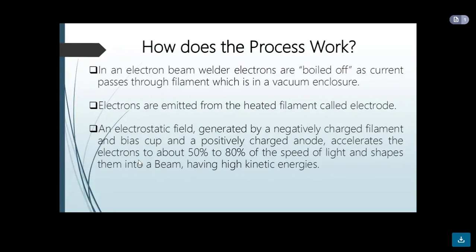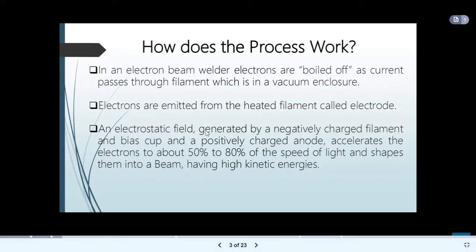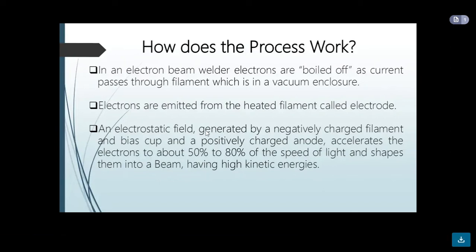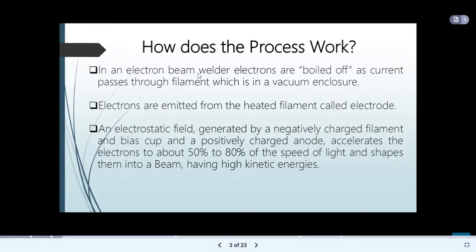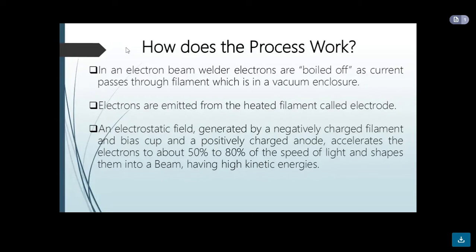If we keep the anode near to the cathode, this negatively charged electron will be attracted towards the anode, because the anode is a positively charged element and the electron is a negatively charged element. As we increase the voltage between the anode and the cathode, that is, if we provide a high voltage between anode and cathode, then the electrons will get accelerated, and this velocity of the electron will depend on the amount of voltage that we used.